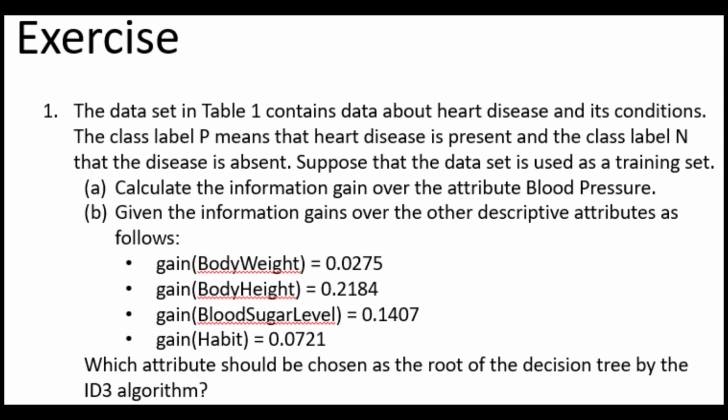Point number 1. Gain body weight equals 0.0275. Point number 2. Gain body height equals 0.2184. Point number 3. Gain blood sugar level equals 0.1407. Point number 4. Gain habit equals 0.0721. The question is, which attribute should be chosen as the root of the decision tree by the ID3 algorithm?